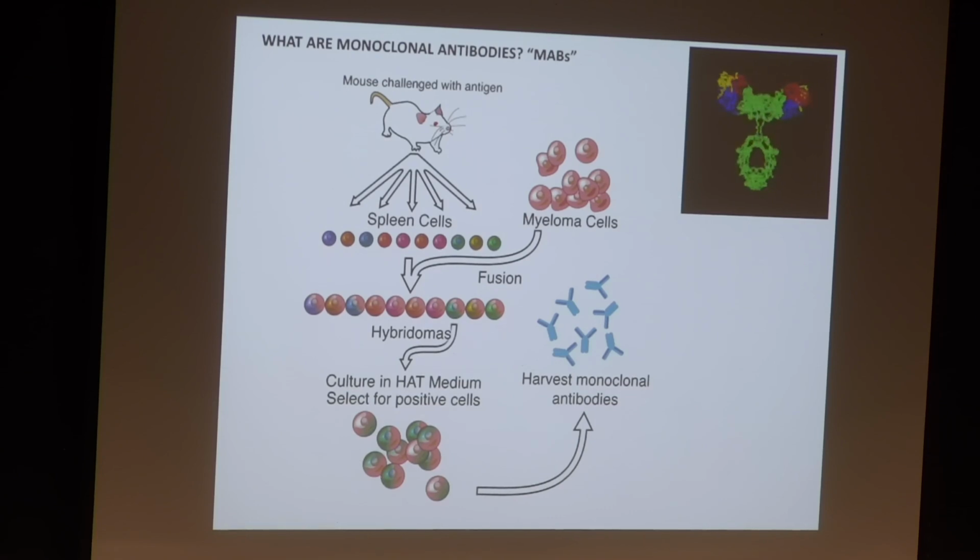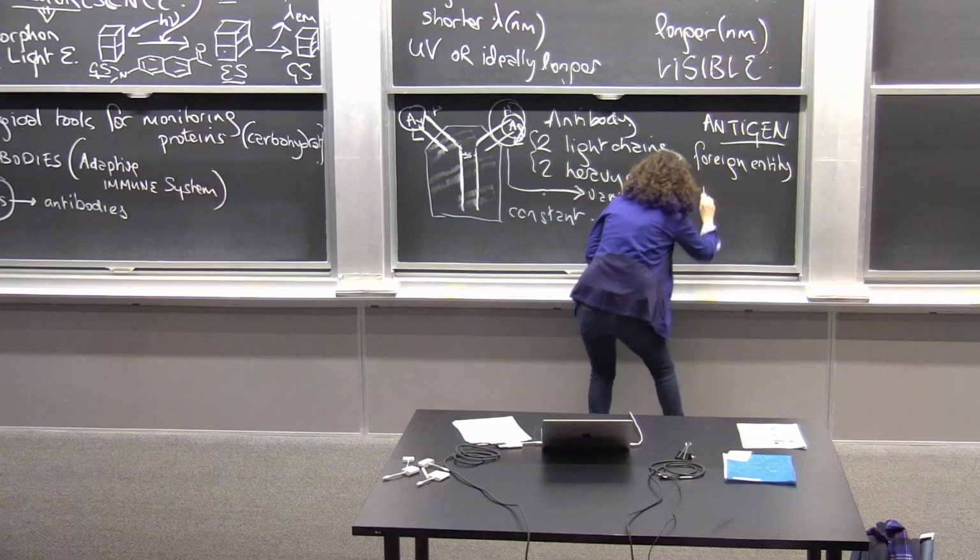So we've talked about antibodies. When you get a population of B cells that produce antibodies to a particular target, these may be what are known as polyclonal.